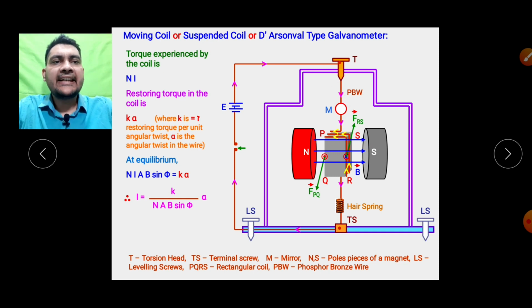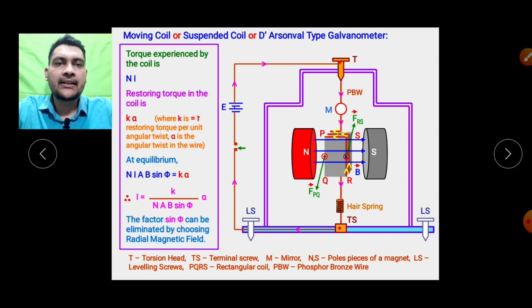When current flows, torque is experienced by the coil. Because of torque, the coil rotates, and when the coil rotates, the spring gets stretched, and it tends to bring the coil to its actual position. It applies restoring torque K alpha. That restoring torque is equal to the applied torque. So if we equate these two, we get that current is directly proportional to the angular deflection. This is the principle of the moving coil galvanometer.